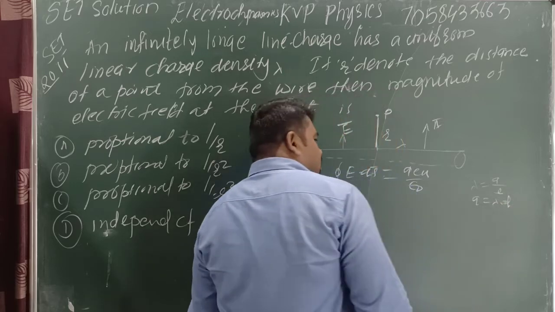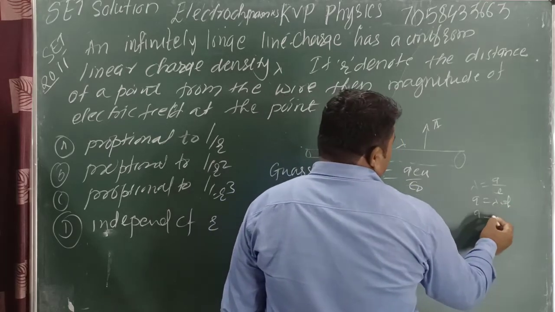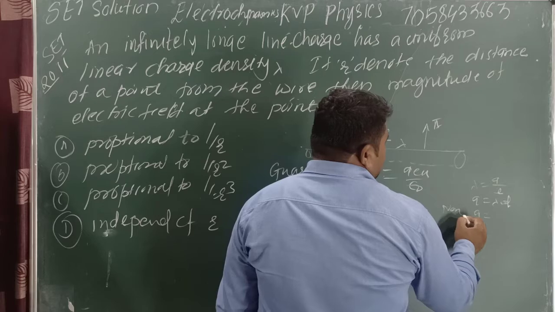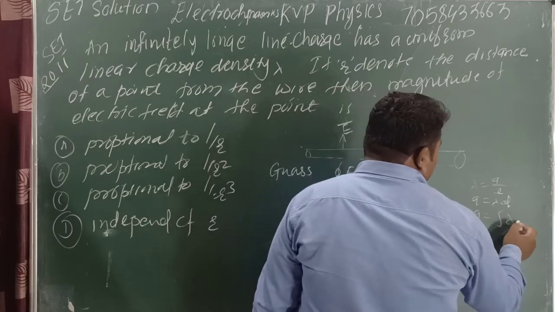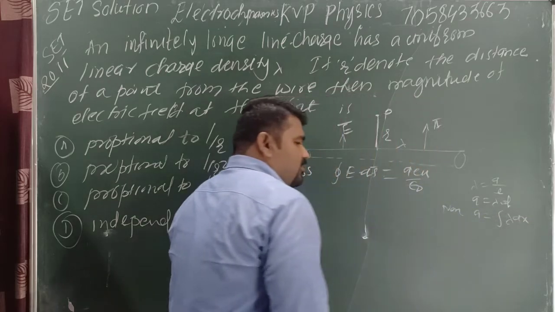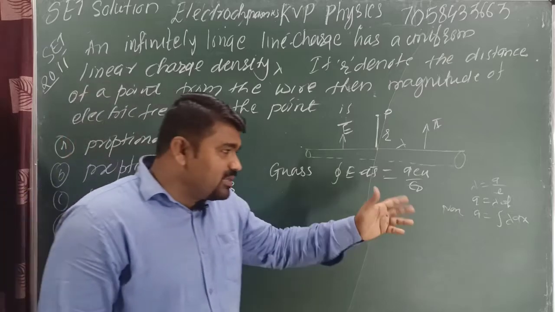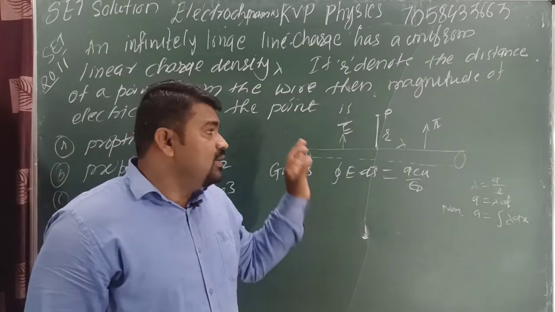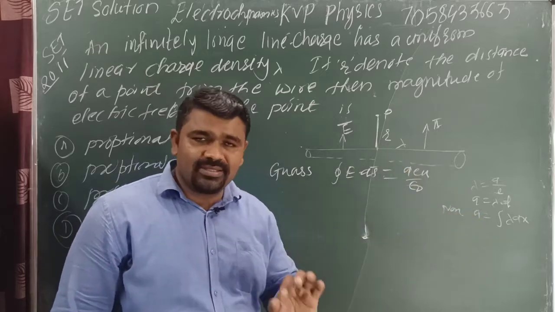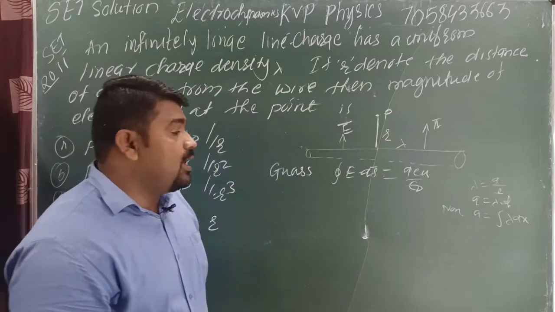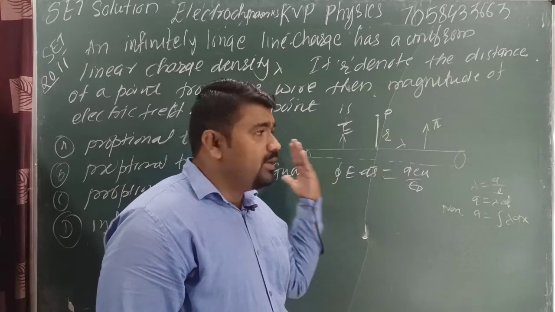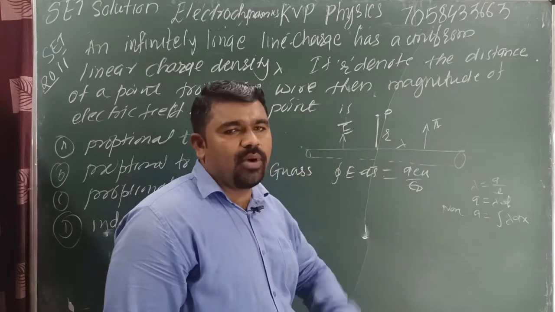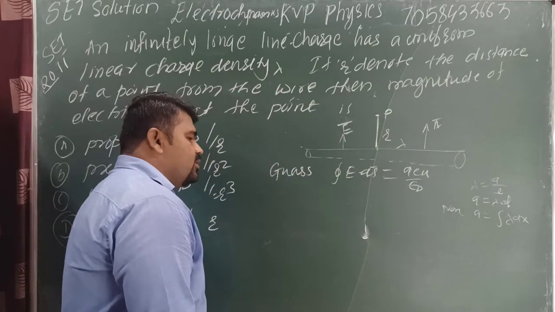And suppose the system is non-uniform, then we take Q is equal to the integral of lambda into dx. Here lambda is not constant; from point to point, lambda will be variable. At that time, you can take the integration. If the system is uniform, no need to take integration. Simply write Q is equal to lambda L, where L is the length of the cylinder, the length of the wire. Got it?